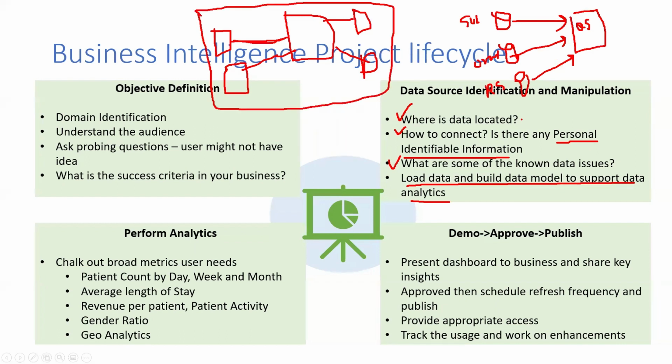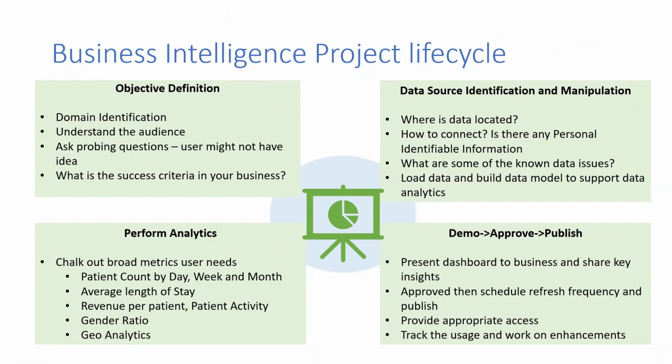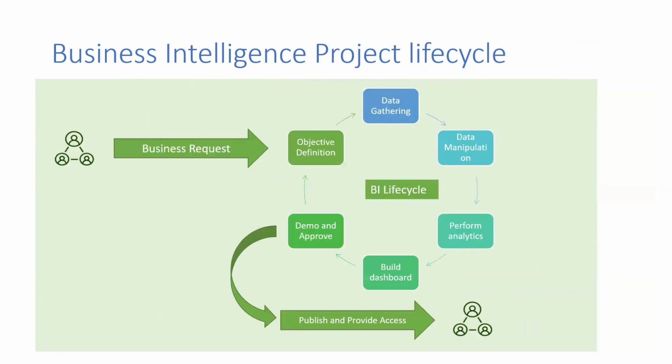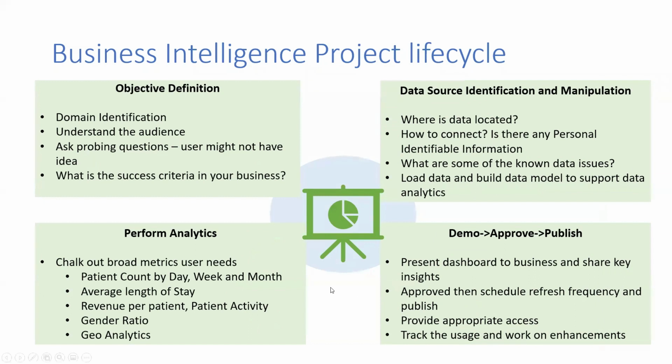It's simple in Qliksense. So you build a data model by loading data coming from different sources and doing data manipulation. Once your data model is built, you perform analytics. Now the data model work is these 2 steps, right? Data gathering, data manipulation. So we've done objective definition, data gathering, data manipulation. Now the next one is perform analytics.